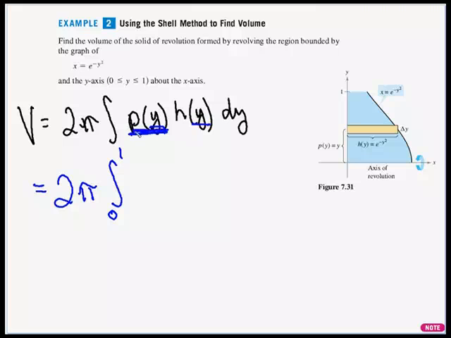p of y. What is the distance between our rectangle and the axis of revolution? Because our axis of revolution is the x-axis, the distance from our x-axis to our rectangle is simply our y-coordinate. Let me slide this over a little bit here, and you'll see why in a minute. Next, we need h of y. h of y is how high our rectangle is. Here it is. The height of the rectangle is dictated by the curve, and our curve is e to the negative y squared.